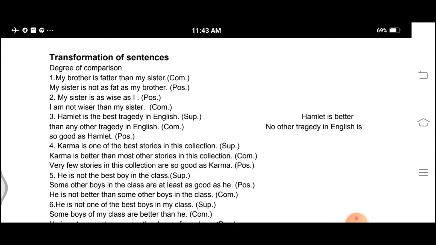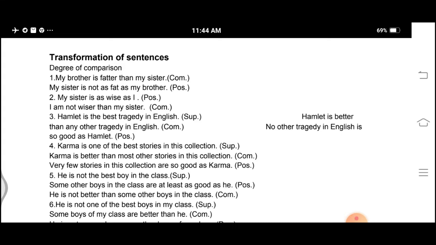Positive for one person, comparative for two persons, having comparison, using than, and superlative for so many persons, superior to all or worse than all. So let us understand through the examples.